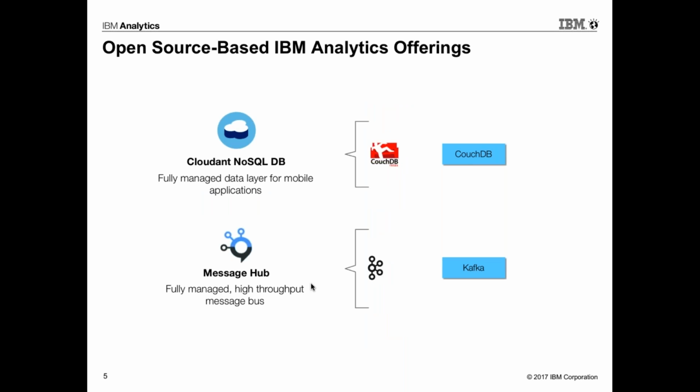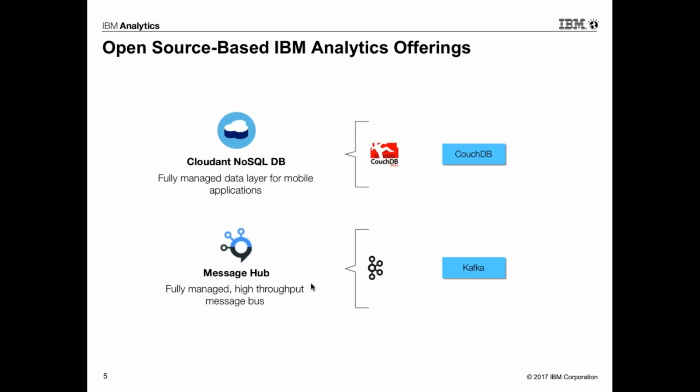Then we would look at the open source based analytics offerings. Among those, there's Cloudant as a NoSQL DB. What does that mean? It's basically a database where you can have all the data structured or unstructured, and it's fully managed. CouchDB is a part of it, and it's a database that has a specific set of layers, and it's very good for all the mobile applications that we create.